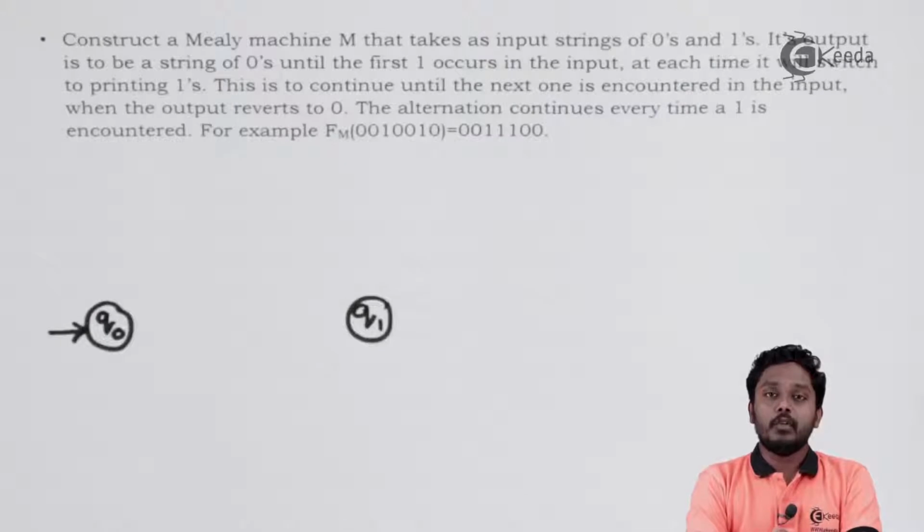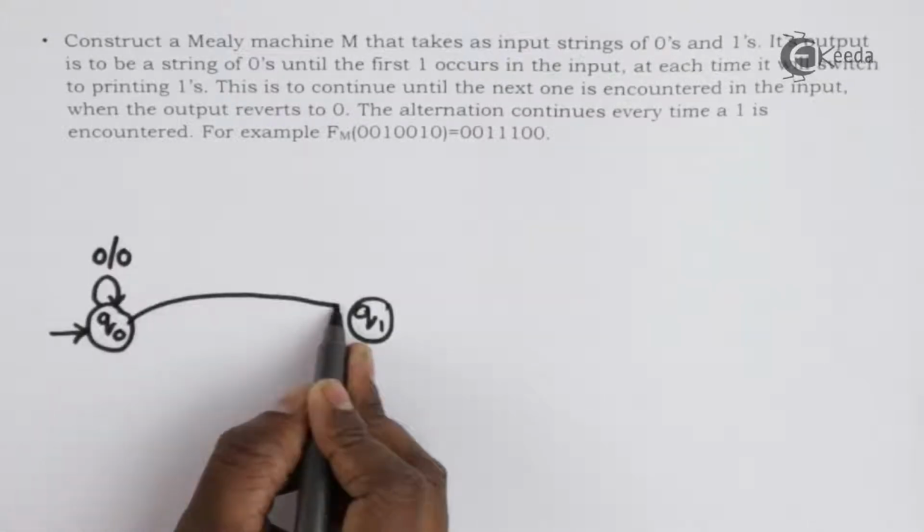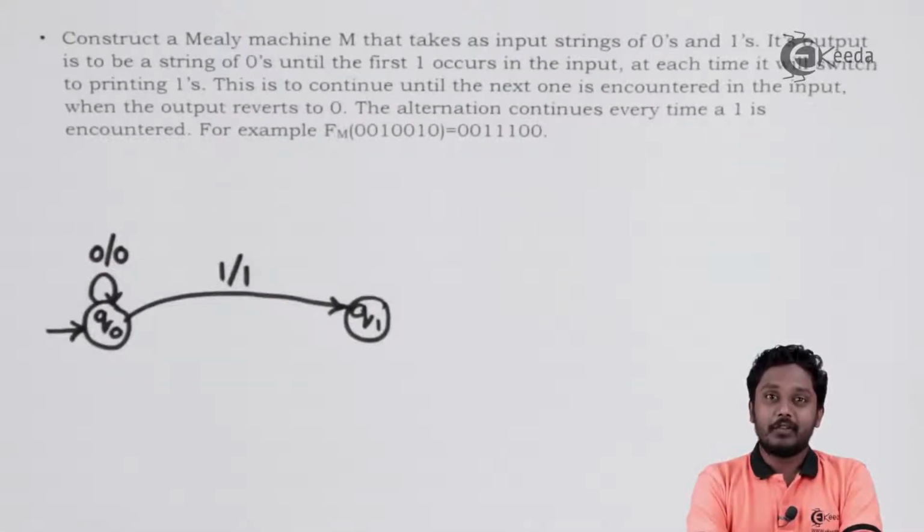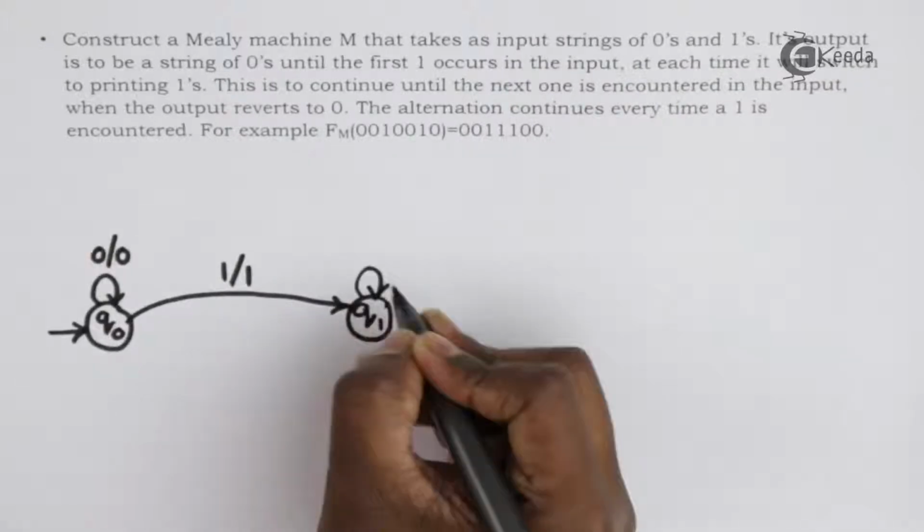From Q0, on every 0, we need to replace the 0 with 0 only. That means for every input 0, we will have 0 as the output. The moment we get the first 1, we will switch from Q0 to Q1. Let us write down these transitions into the diagram. On Q1, we know that we have to replace every 0 with a 1 constantly, and the moment we get a 1, we have to come back so that the swapping again restarts.